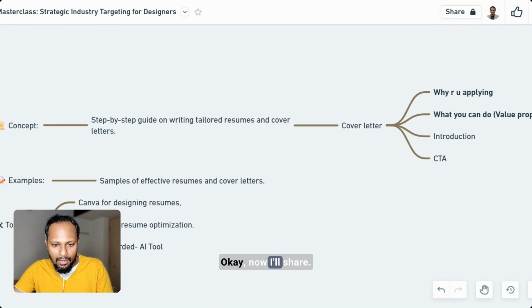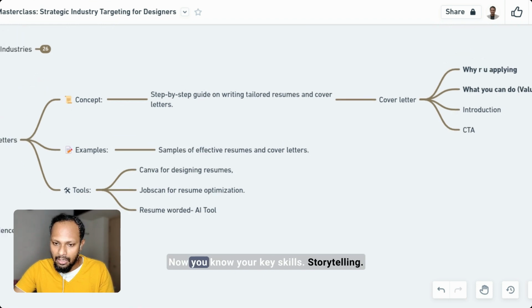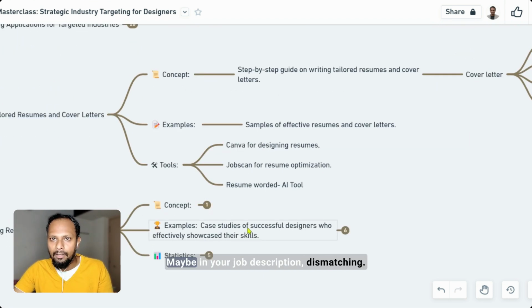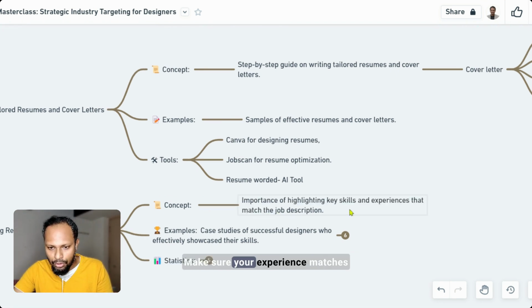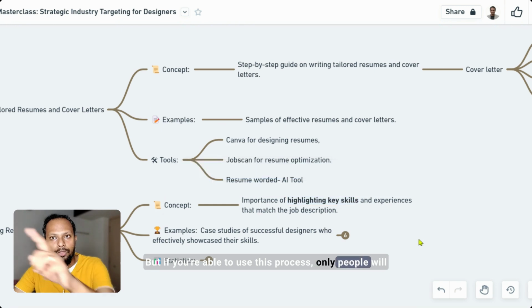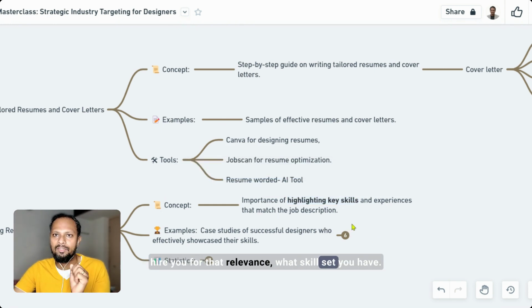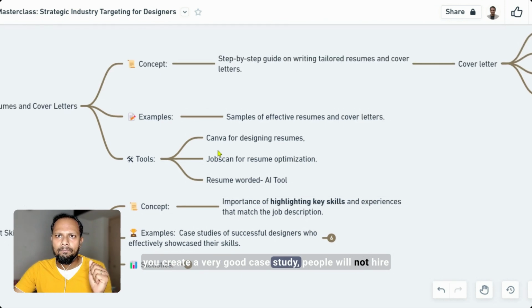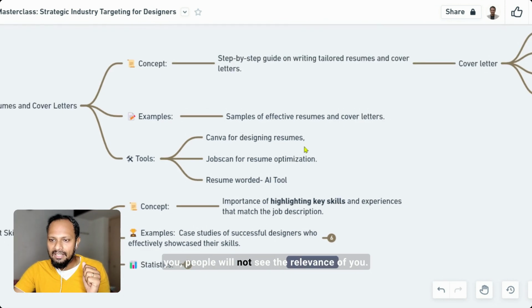Okay. Now I'll share some relevant skills and experience and how you can highlight them. So first of all, you need to highlight your key skills. Now you know your key skills, storytelling. Now you know you're a good prototype maker. Maybe in your job description it is matching. Make sure your experience matches the job description. If you're able to use this process, people will hire you for that relevance, the skill set you have. Or else what happens is, you create a very good visual, you create a very good case study. People will not hire you. People will not see your relevance. Your cover letter will not get a big highlight. Okay, that's why I'm explaining this in a detailed way.